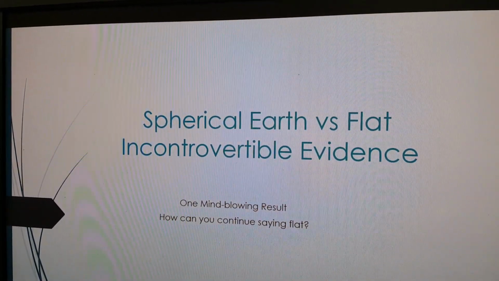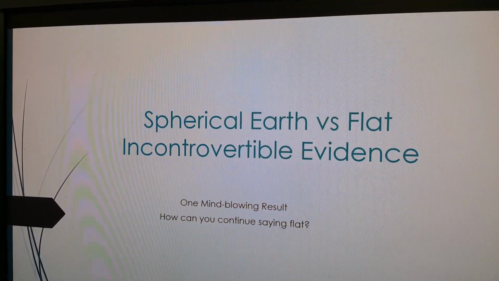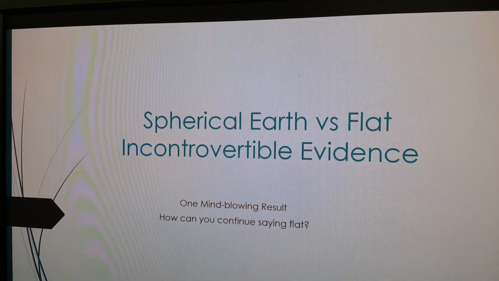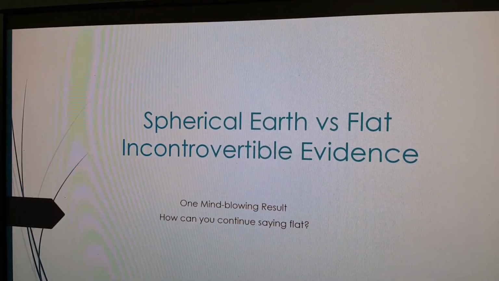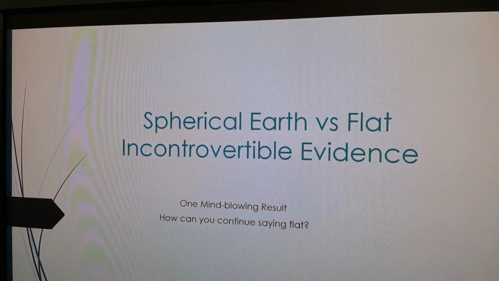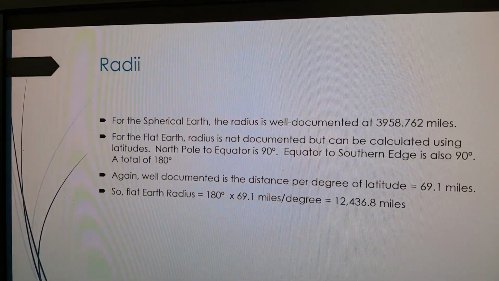Today we're going to talk about the spherical Earth versus flat. I have incontrovertible evidence, and after seeing this, I don't see how you can even think flat.